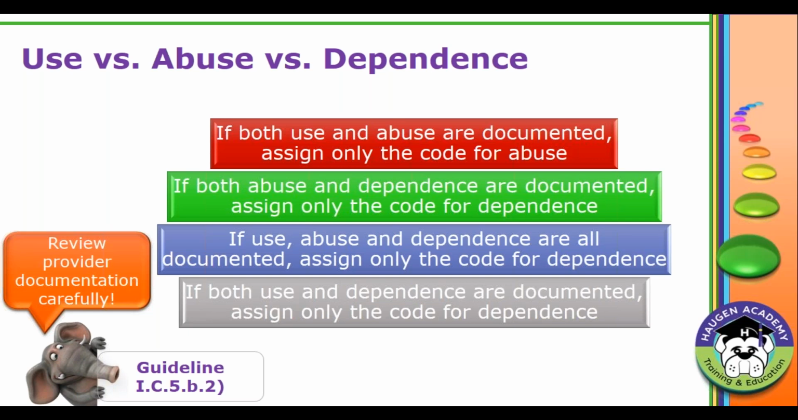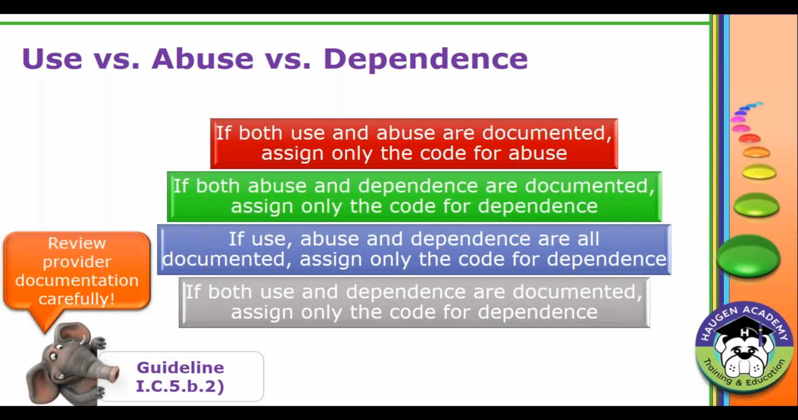Now, if you have both abuse and dependence documented, dependence is addiction. And if you have both of those documented, then you're going to code dependence, because dependence trumps abuse. And it also trumps use. So if you have use, abuse, and dependence all documented in the record, then you assign only the code for dependence.